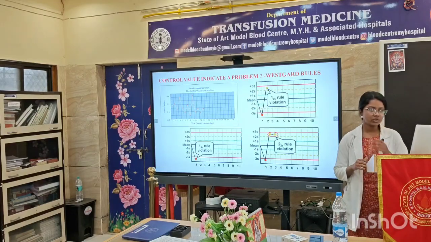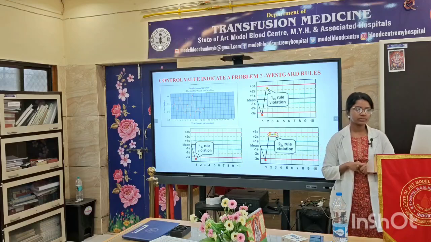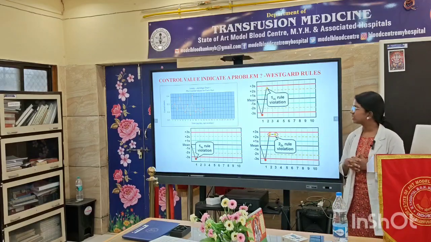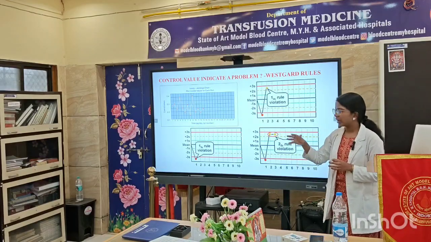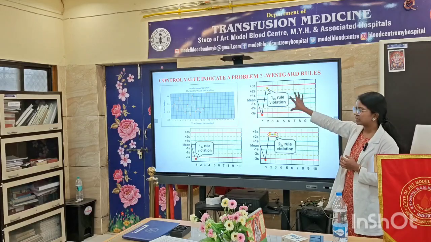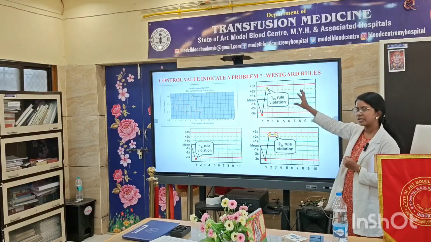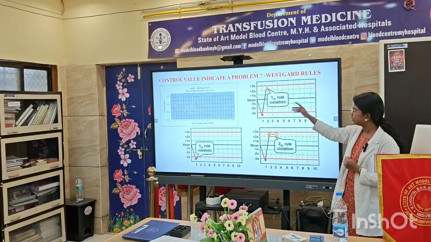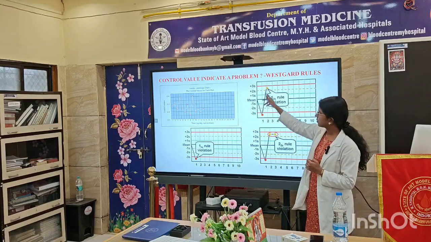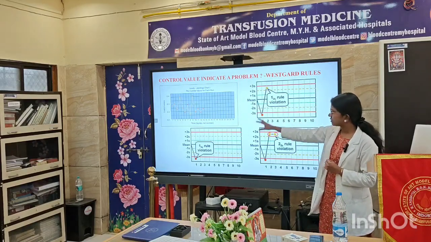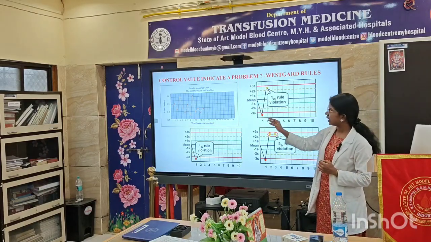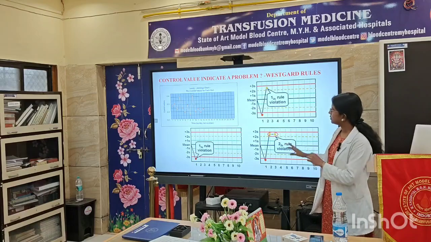Now if the control values indicate a problem, we will analyze it with the Westgard rules. If it is between plus and minus 2 standard deviation, it is a normal graph and whatever test we have done was correct. But if it has violated something, what are we going to do? There are some rules for it. I have not taken every rule, I have taken just 6 rules.